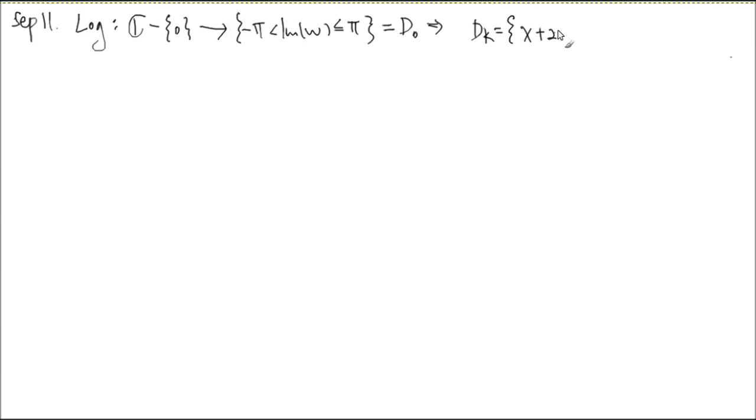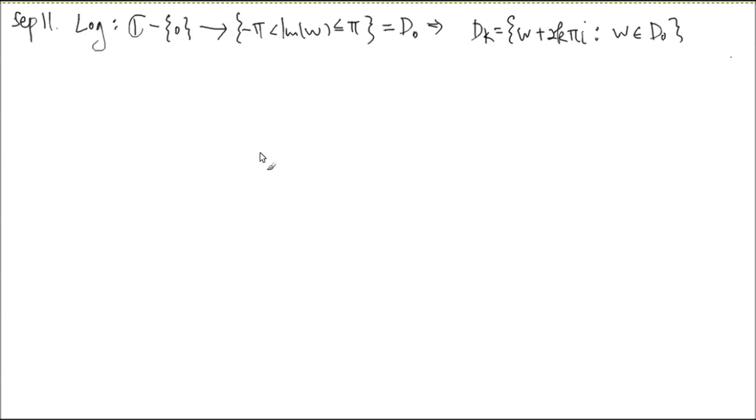W plus some 2k pi i, that would be fair enough, where w is a complex number whose imaginary part is in D0. Make sense? W is coming from the central strip, and Dk denotes that you are shifted up by 2k pi units or down by 2k pi units. So that's described in the picture.